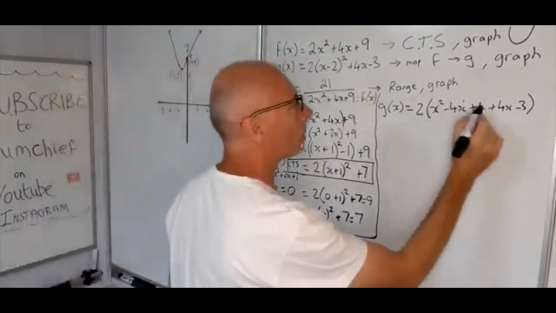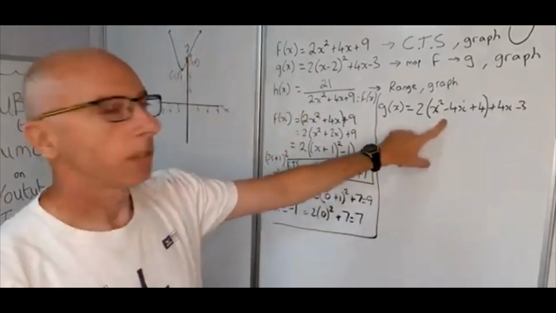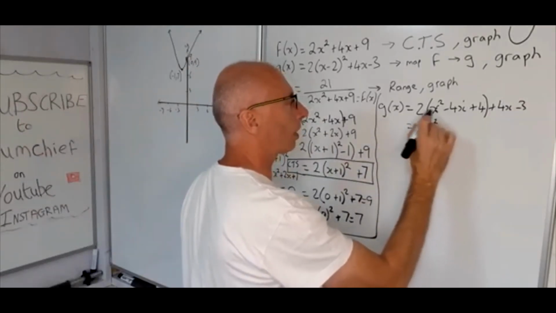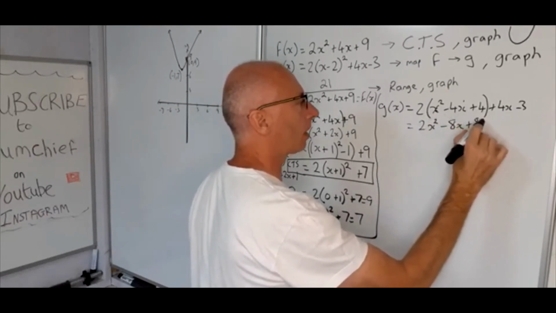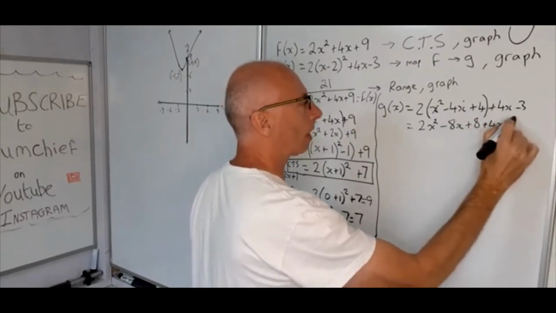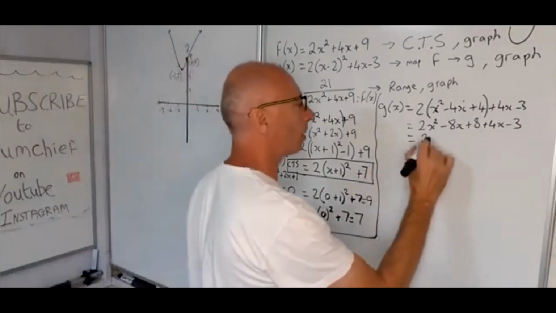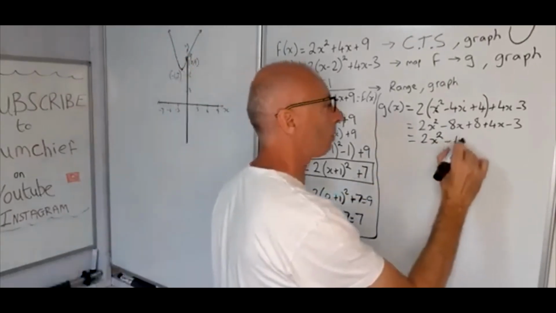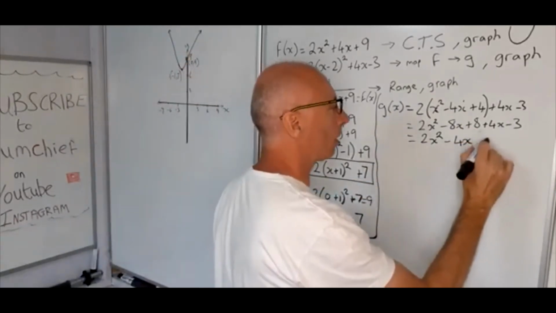Okay, now the 2 is going to be for here. So the brackets there won't go there. So now let's just simplify this off. 2x squared minus 8x plus 8. We don't need the bracket now. Plus 4x and minus 3. Okay, simplify again, again all the like terms. 2x squared minus 8x plus 4x is minus 4x, and then plus 8 minus 3 is plus 5.